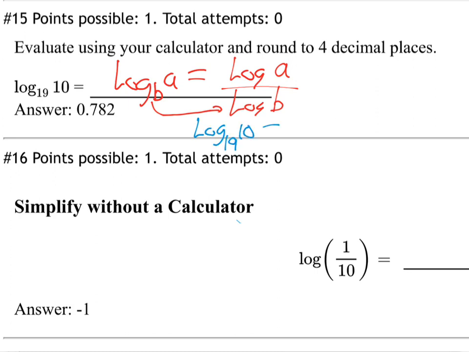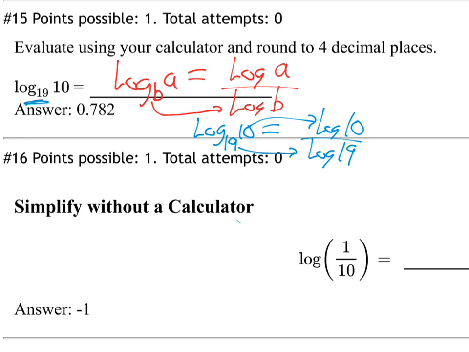Log base 19 of 10. So the 19 goes to the bottom, log 19, and the 10 goes to the top, log 10. So you make it two logs. So it's a way of changing one log to two. Why would we want to do that?